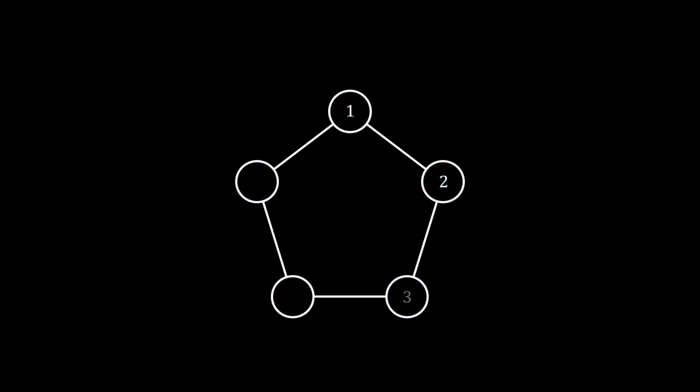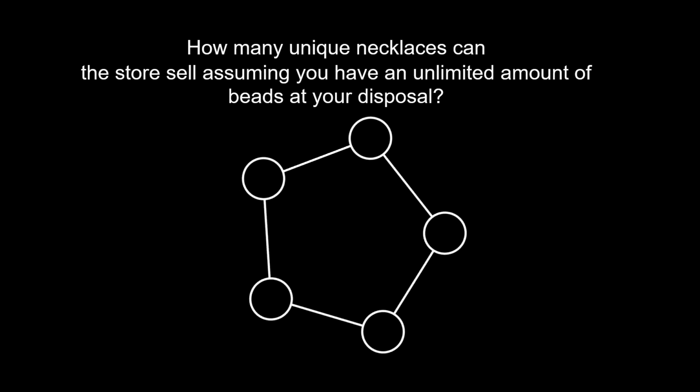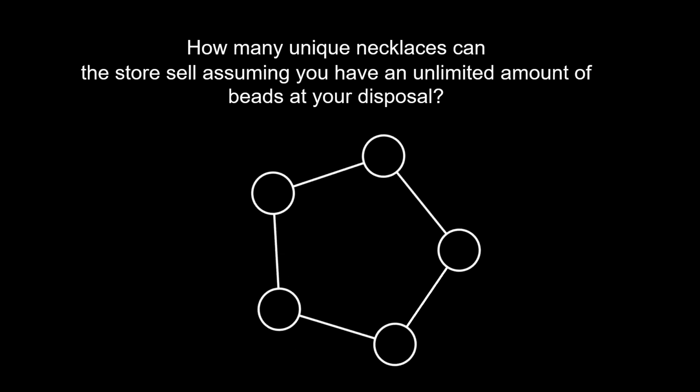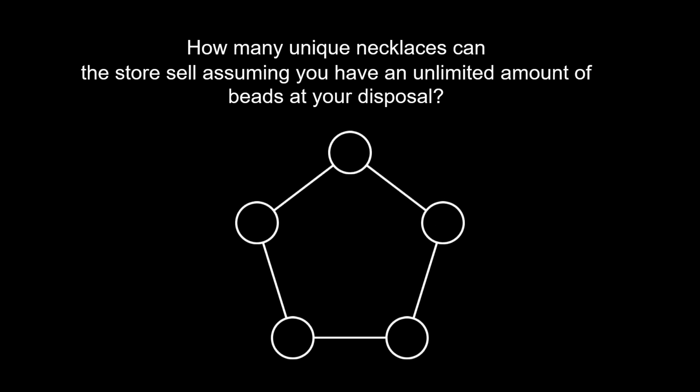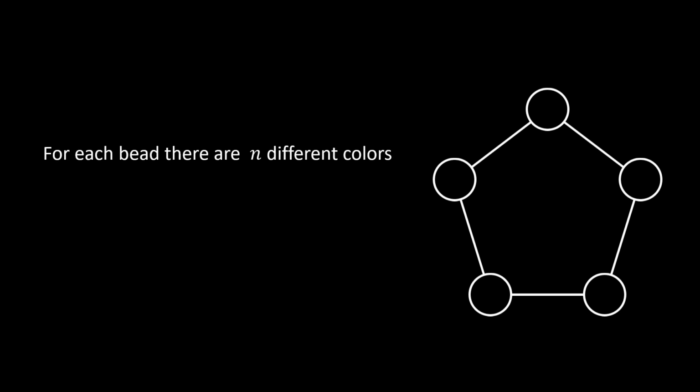The store owner asks you an interesting question. How many unique necklaces can the store sell, assuming you have an unlimited amount of beads at your disposal? We could try to solve this problem in the following way. We can place one of the n different colored beads on each spot. This gives a total of n to the 5 necklaces. But is this the answer to our problem?